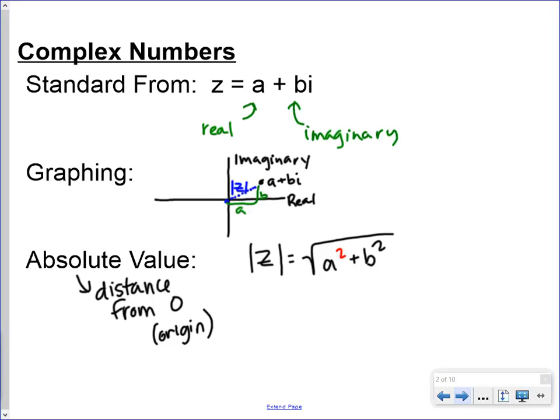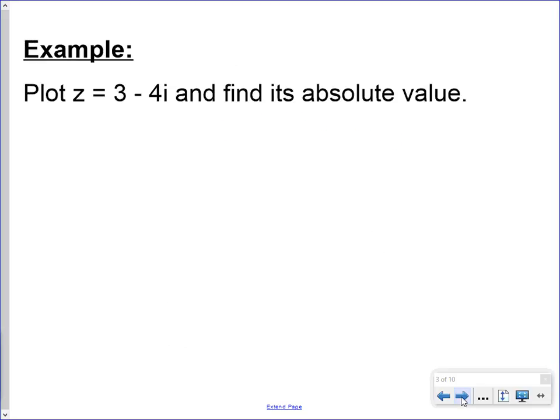So on the next slide, I'm just going to give this complex number to you, 3 minus 4i, and say do those two things. Please plot it on a graph, and then calculate its absolute value, its distance from 0, if you would. So plot z equals 3 minus 4i, and find its absolute value.